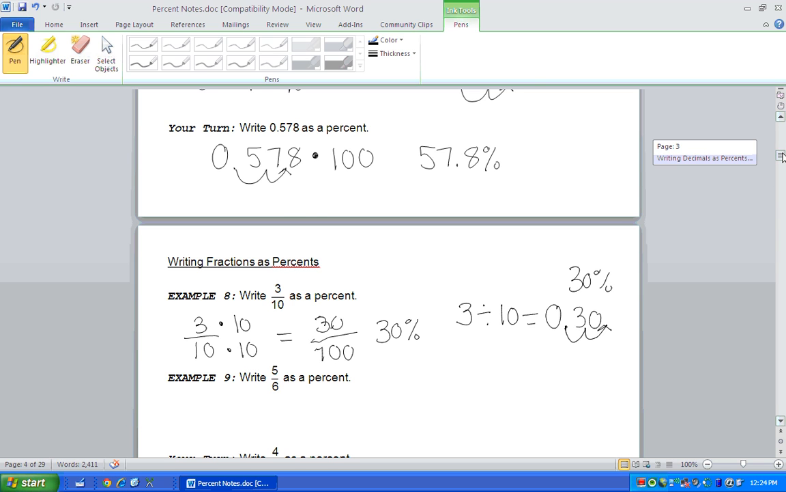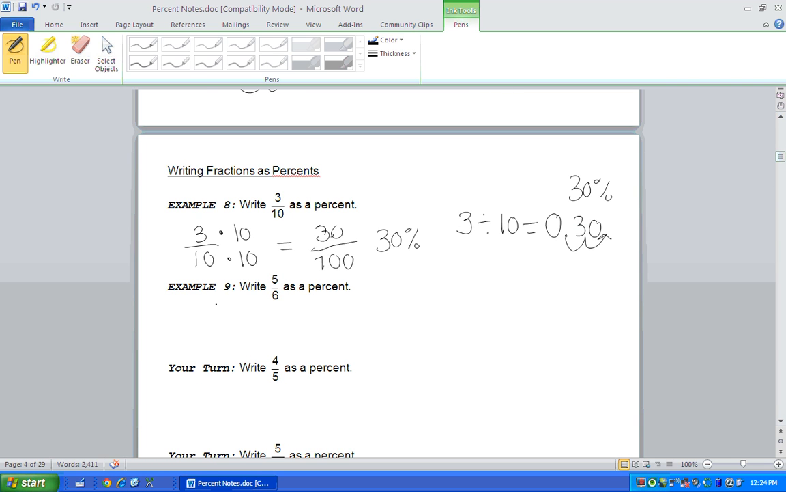Okay, let's try the next one, 5/6. Now, I cannot think of a whole number that I can multiply 6 by to get 100. So for this one, I'm going to use the other option of doing 5 divided by 6 on my calculator, and you'll get 0.83 repeating. So if I were to change that decimal to a percent, I would move the decimal 2 place values to the right, tenths, hundredths.